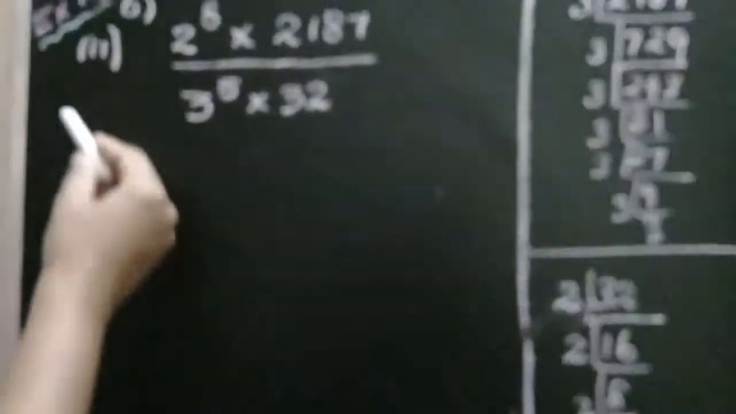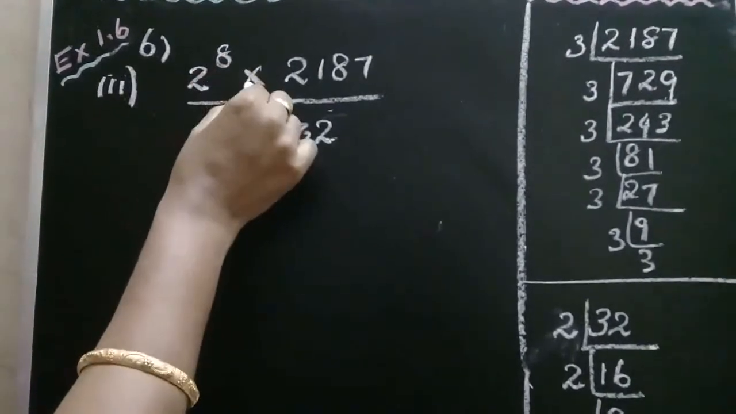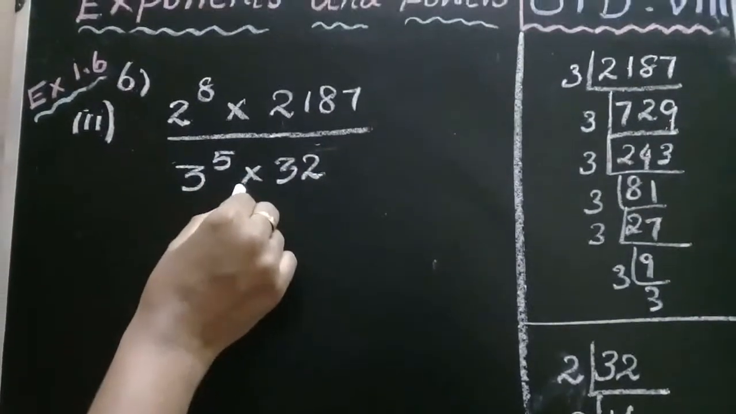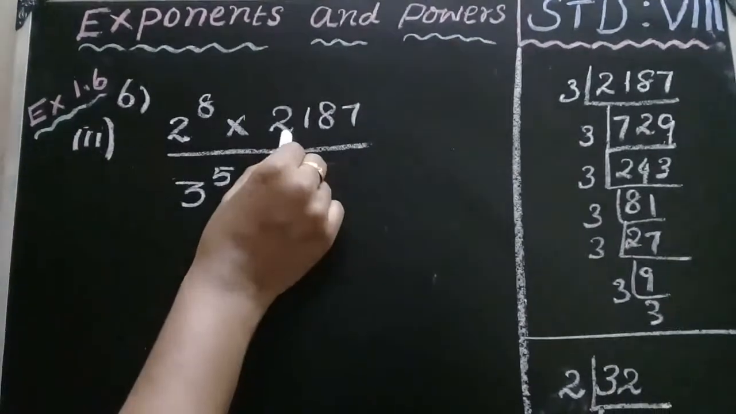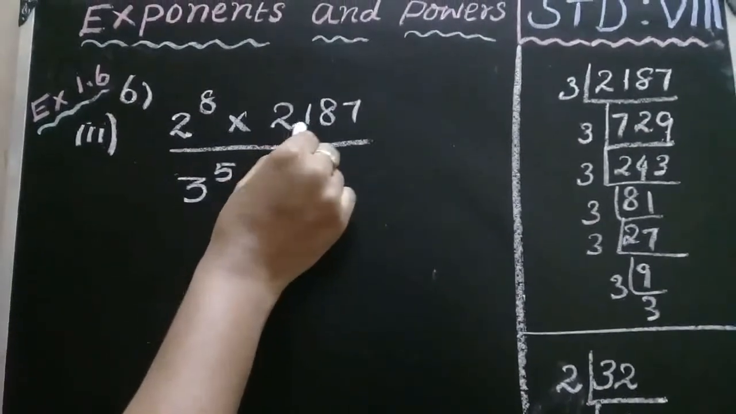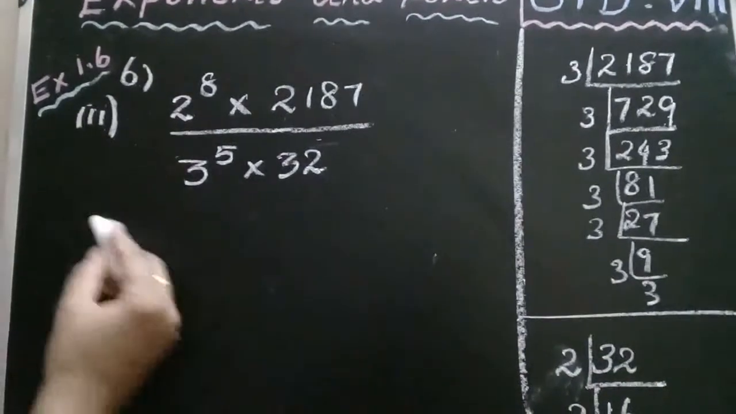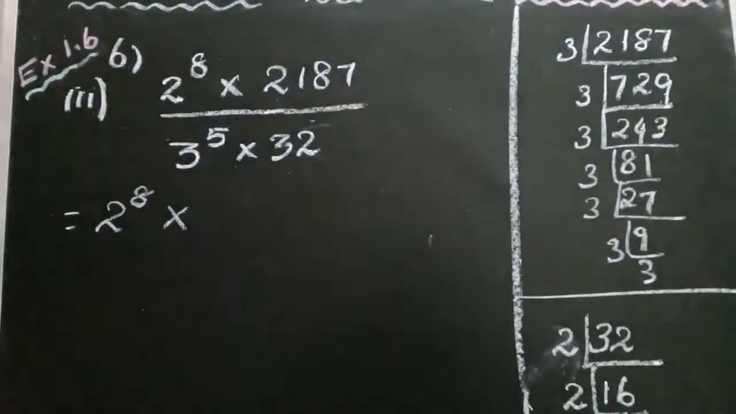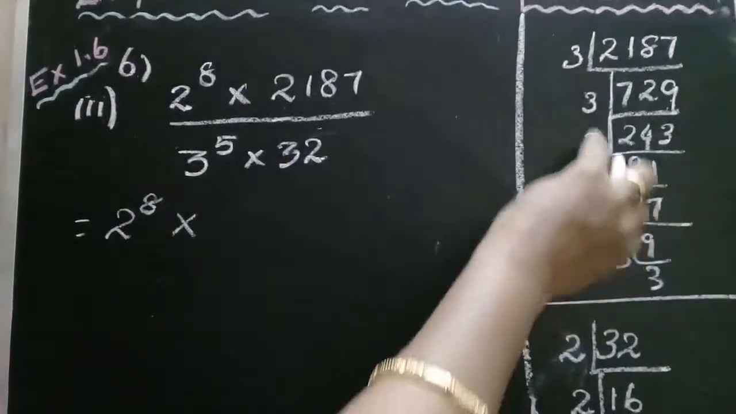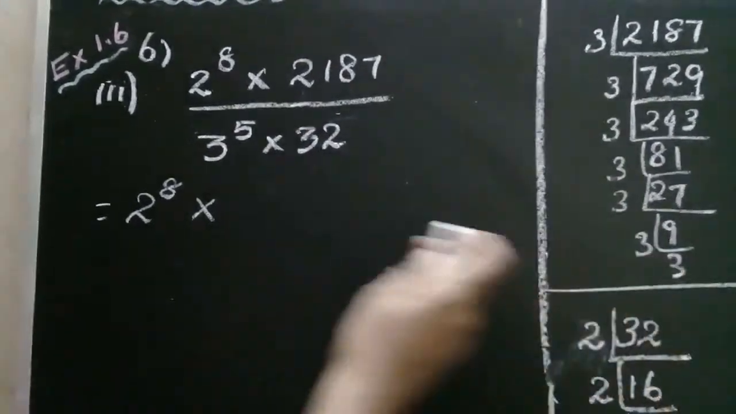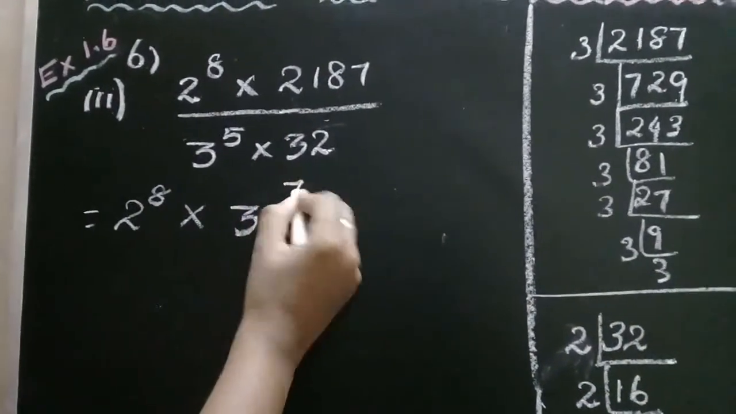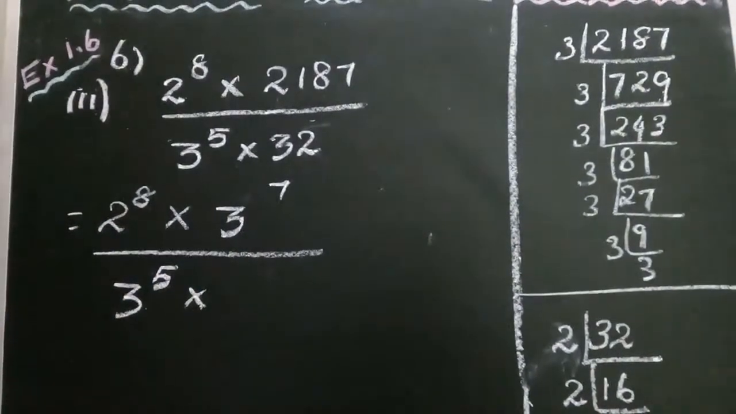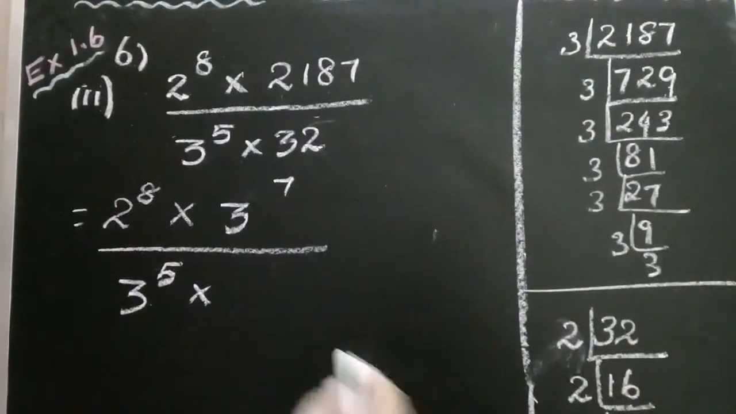Sixth question, third one, 2 power 8 into 2187 divided by 3 power 5 into 32. First we have to take the LCM value for 2187 and 32. Here 2 power 8 into, so 2187, the LCM value is 3 power 1, 2, 3, 4, 5, 6, 7. So 3 power 7 divided by 3 power 5 into, so LCM 32 value is 2 power 5.